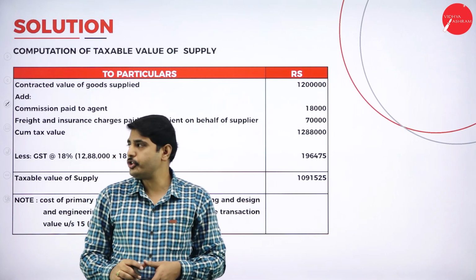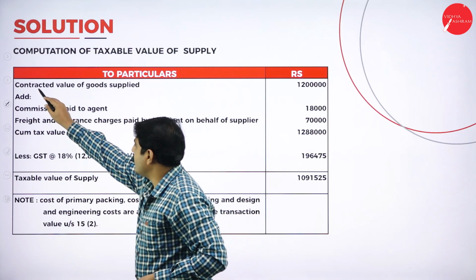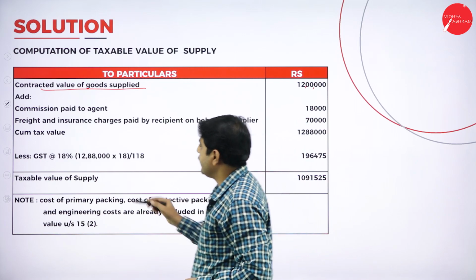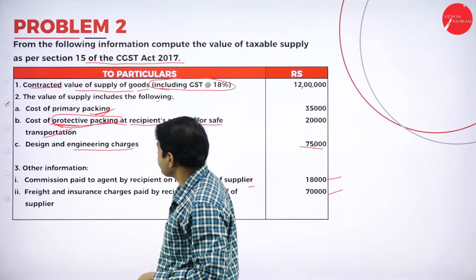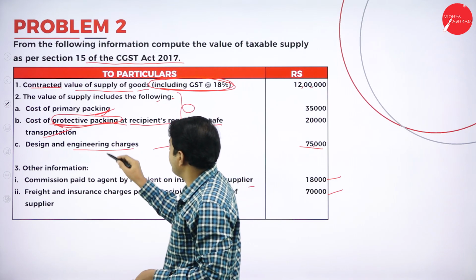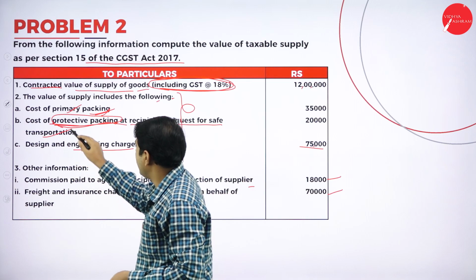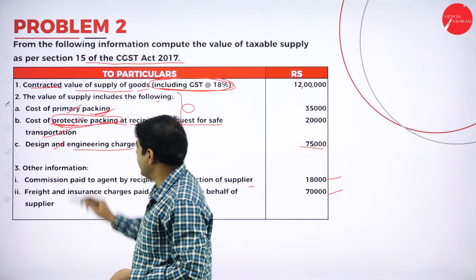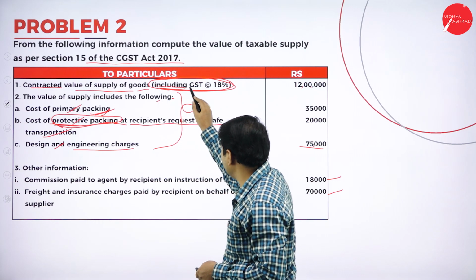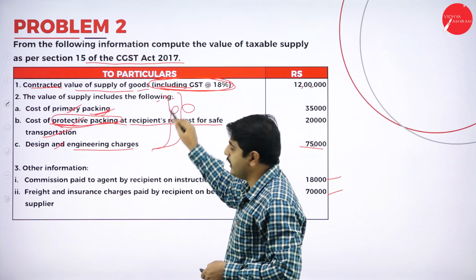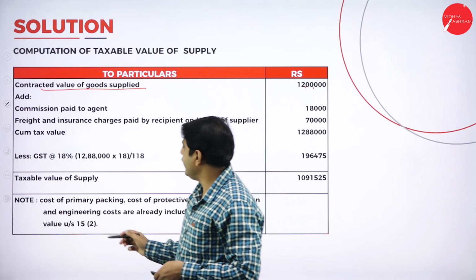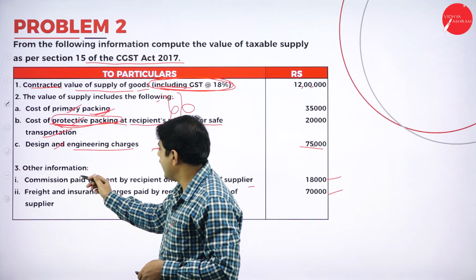Let's look at the solution. So what is the actual contract value of goods? 12 lakh. Next one, add commission. See, already they have given including GST, which means these are all the items including the cost of primary package, cost of protective packaging, and design and development charges are already included. Please keep this in mind. If they give including, we should not include all these items. If they give excluding, we should add these types of items. So already they have included these items.